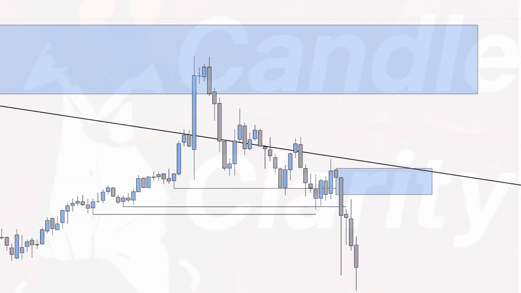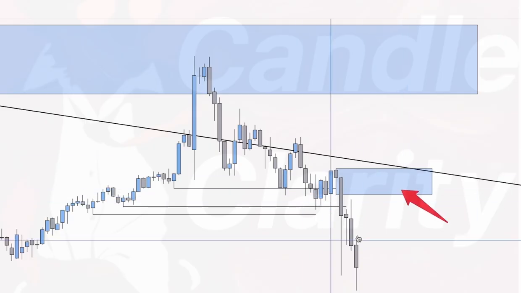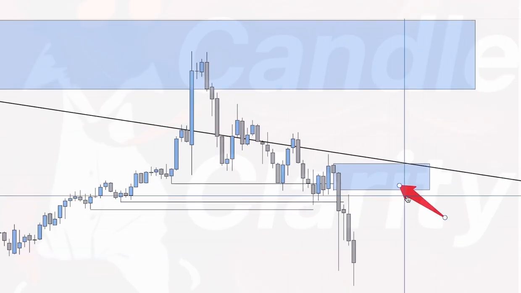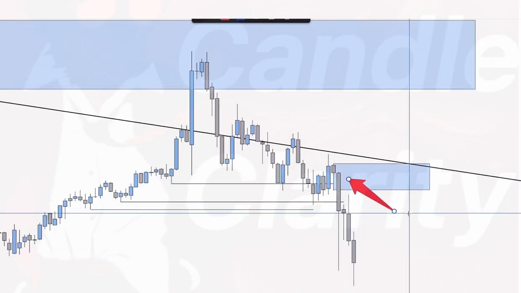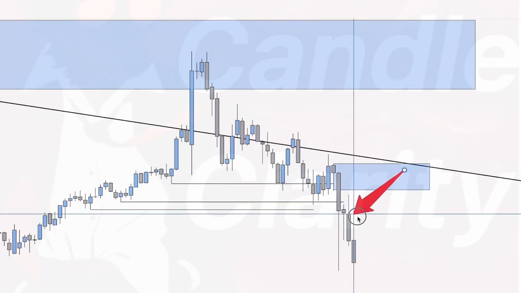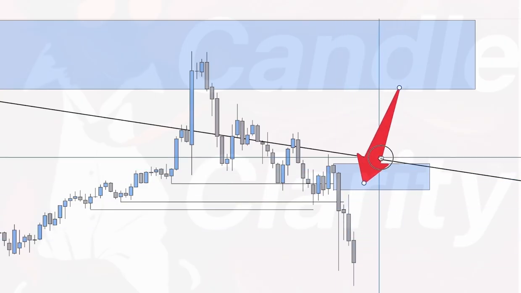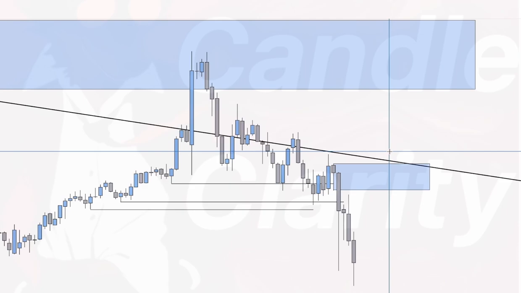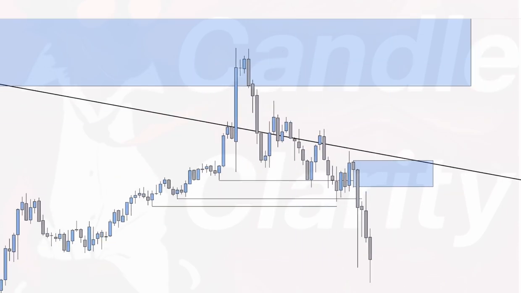And then we create a supply zone inside of this move. Why is this a supply zone? Well, it is the final point of consolidation before this large downward move. So we know that selling has kicked in at this level. We can actually use this then to place an order. We could place a sell here.